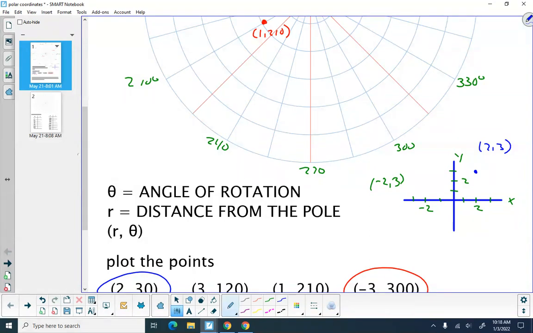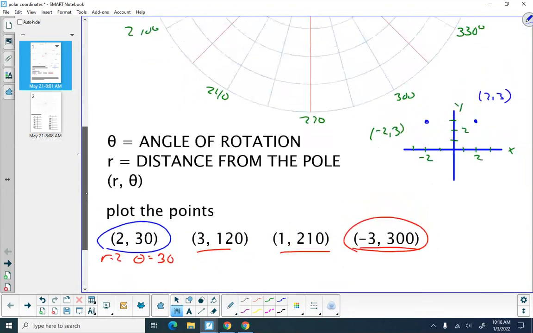Negative 2, 3, which direction would we have to go? To the left. We go the opposite. If it was positive 2, I go to the right. When I throw the negative in there, I go, once again, SpongeBob opposite day, the opposite direction to negative 2 and then up 3. So this would give me my negative 2, 3.